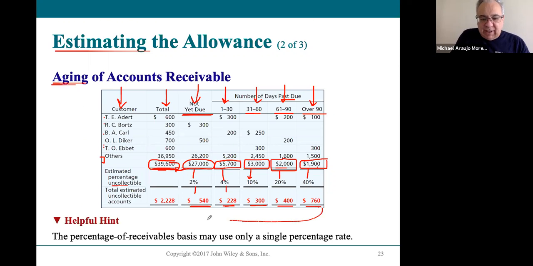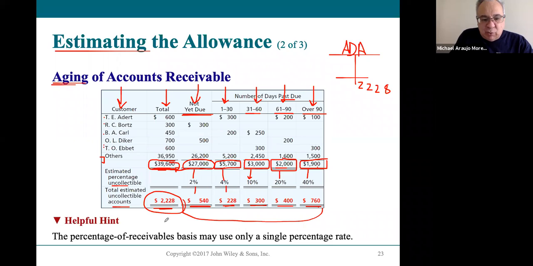When they add all these estimates together, you get the total, 2,280. This is what they want their allowance account to be. In other words, when you look at the allowance for doubtful accounts in the ledger, they want the balance to be $2,228 to match what they've estimated. That's basically what they want.